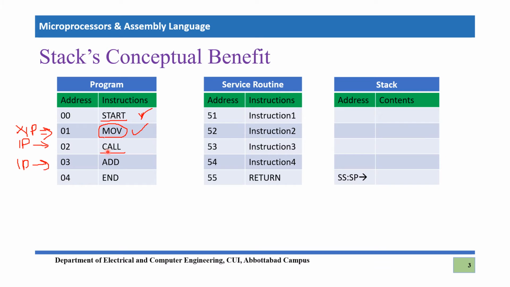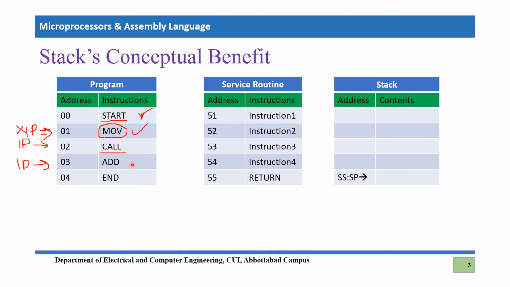Let me repeat again. When this call instruction is being executed, the microprocessor will come to know that this is the main program, and we can't find that service routine in this main program. We have to switch somewhere else. What will happen? The execution of the call instruction will force the microprocessor to jump from this address to this address. This is our service routine, so it will switch to this address.